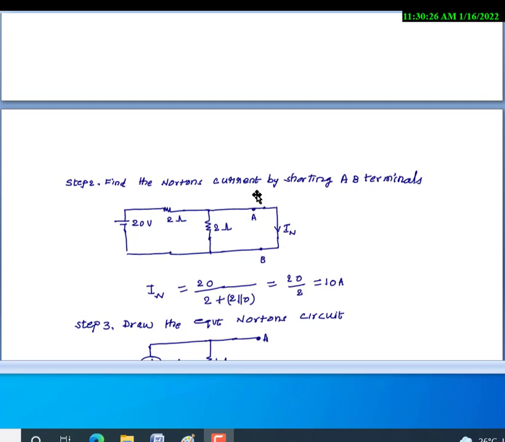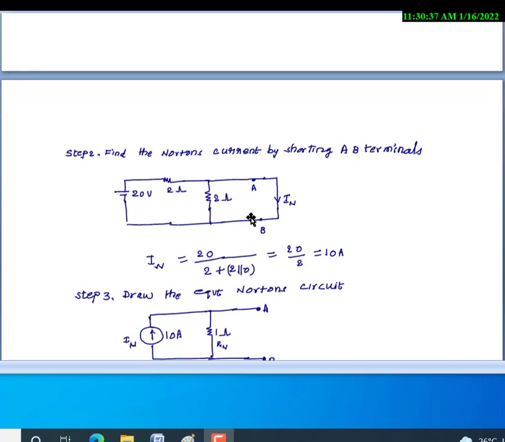Then the next step is to find the Norton's current by short circuiting the AB terminals. So these are the AB terminals. We short circuit like this, and whatever current flows we call the Norton's current, and the rest of the circuit is as it is. If you look at this, this is in parallel with this. This is a short circuit, so automatically the whole current supplied by the 20 volts will flow through this AB terminals, but no current will flow through this.